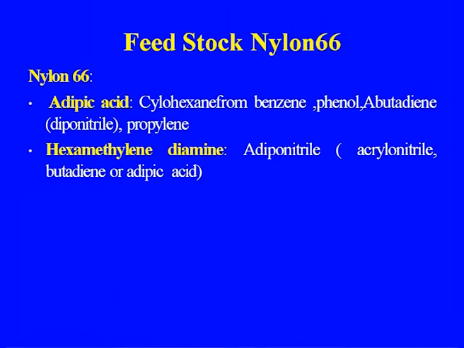Another important one is hexamethylenediamine, that is adiponitrile from acrylonitrile, where we need propylene, butadiene, or adipic acid. These are some of the other routes for making hexamethylenediamine. Let us now discuss cyclohexane, which is the major feedstock, and most of the processes are using cyclohexane for the manufacture of caprolactam.